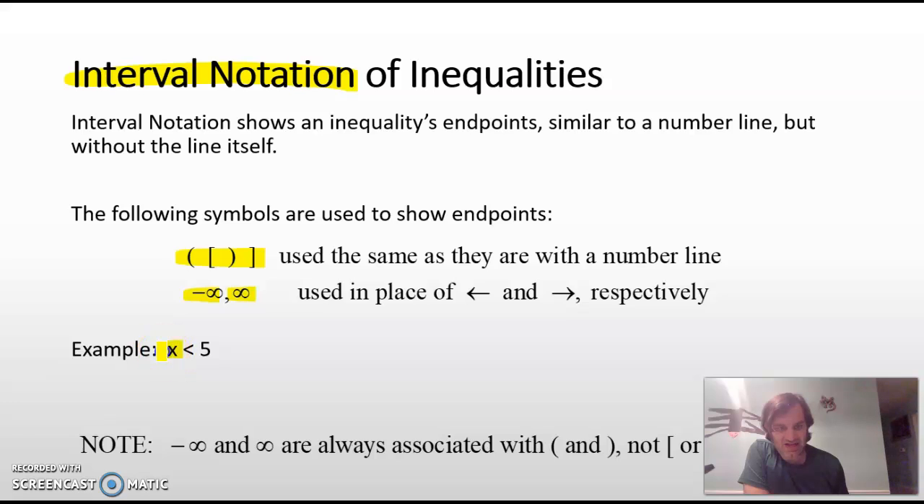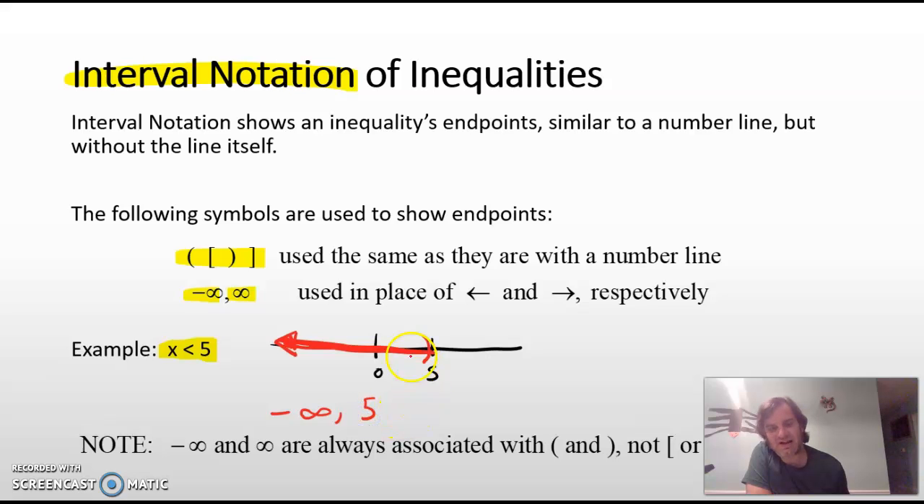So again, x is less than 5. So I'm going to draw a number line and do that first. I don't have to draw a number line first, but 0, 5 is to the right. So less than 5 would be a parentheses at 5 and everything to the left. So when I translate this number line over to interval notation, the left side of it goes to negative infinity because of the arrow to the left, and then the right side stops at 5.